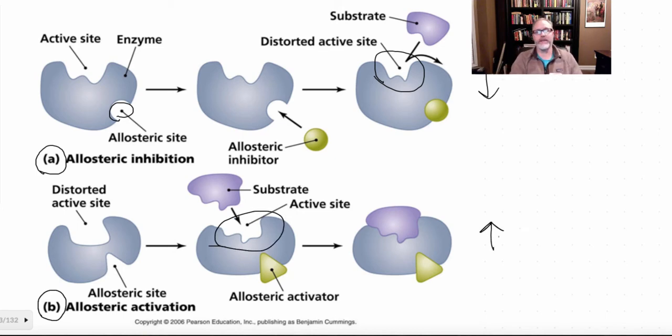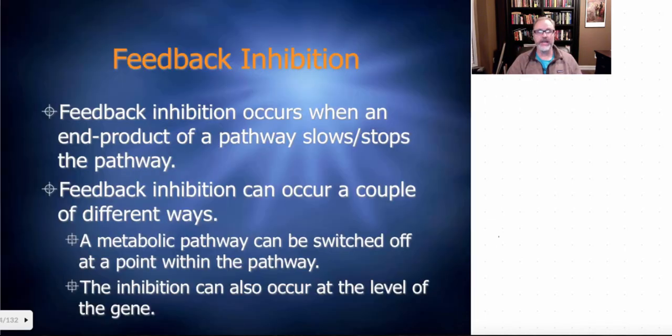So you can see we have inhibition, we have activation, and allosteric, again, is just the change. We're changing the shape of the enzyme. All right? So now moving on to feedback inhibition.